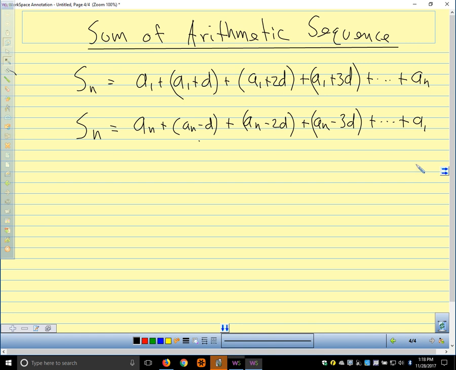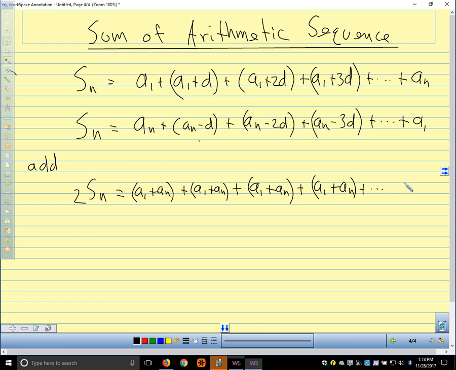Well, then we say, there's something interesting that's happening there. We're going to add these together. So s sub n plus s sub n is 2 s sub n's, equals, when I add these two together, I just get a1 plus a sub n, plus, I have a plus d and a minus d. When I add those together, that goes away. A sub n plus a sub 1 plus a sub n. Here I have a 2d and a minus 2d. When I add those together, I get a1 plus a sub n. Same thing here. And I get a plus dot dot dot a1 plus a sub n. And I've done this, and we have n terms. We've added n of those together.